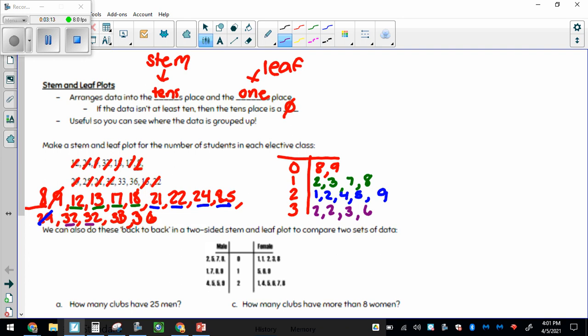All right, so this kind of just helps you to split up the data, right? Look at where you have most things: between 0 and 9, most things in the 20s, most things in the 30s, right? It helps you visualize that.